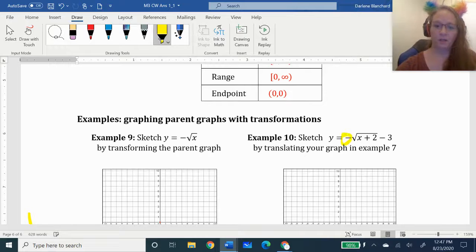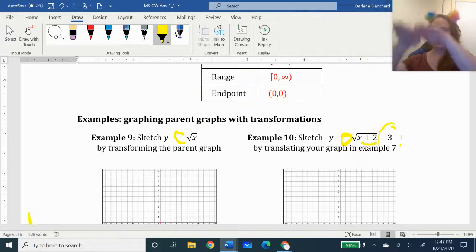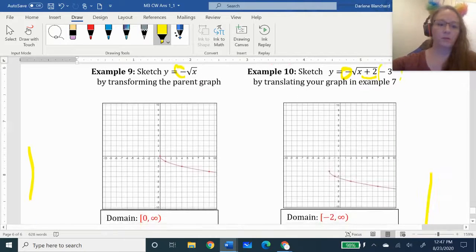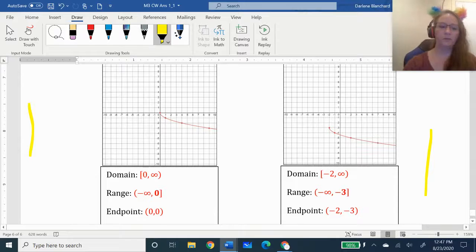The negative sign that we had over there is remaining here. And when you see +2 inside the function with the x, that actually means more like subtract 2, move left 2 units. And then if it happens outside of that square root, then it affects y, and vertically, just do the direction it says, go down 3 units. And so we get this graph. You can see domain, range, and endpoints.